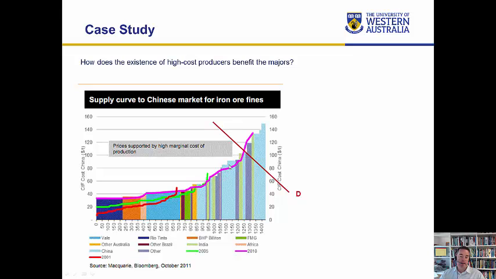So the fact that this global supply curve for iron ore is so steep at the right hand end of the supply curve really means that we have a high market price, and that benefits the majors because they're sitting there earning $108 a tonne in this diagram, whereas their production costs are only $36, $37 a tonne. Okay, so these high cost producers really do raise the market price.